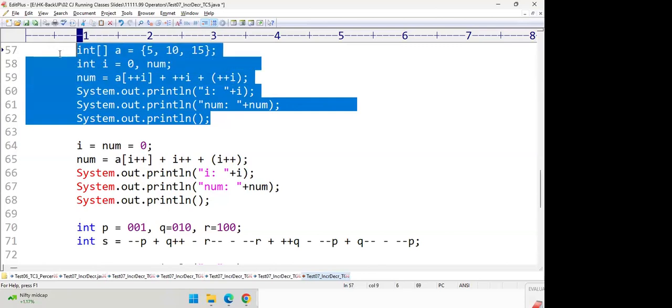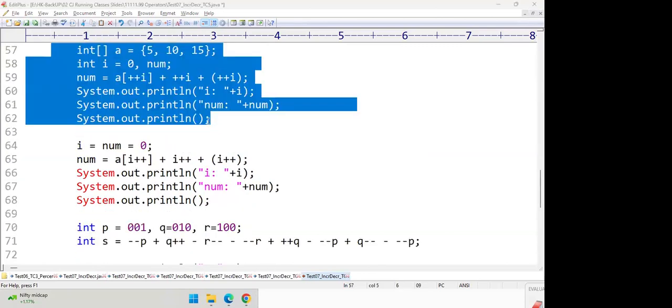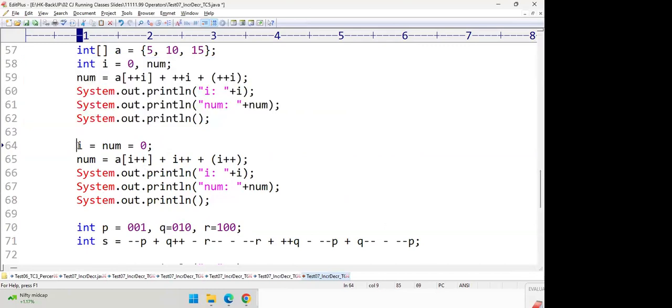Completed the first section? No, the first one here, these are 4 lines. Next, I am reinitializing the i variable and num variable with 0 again.